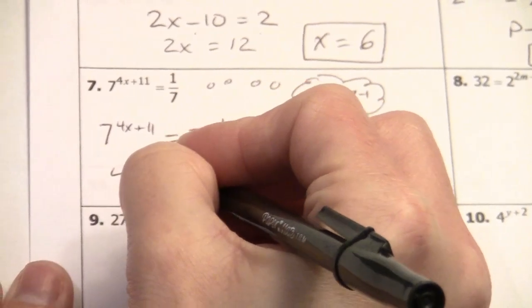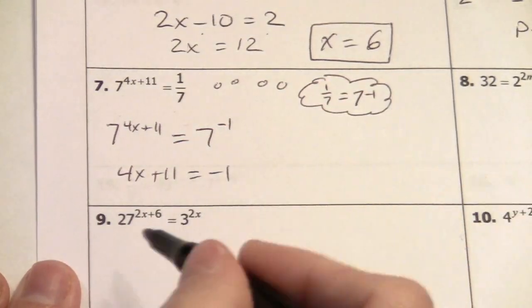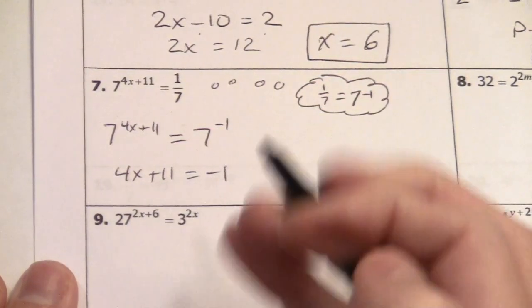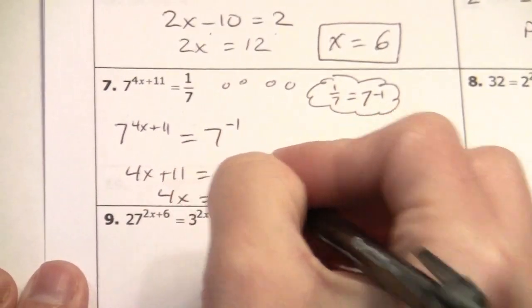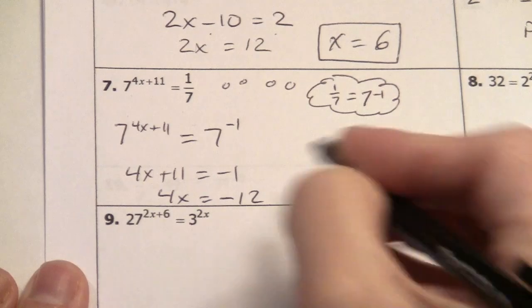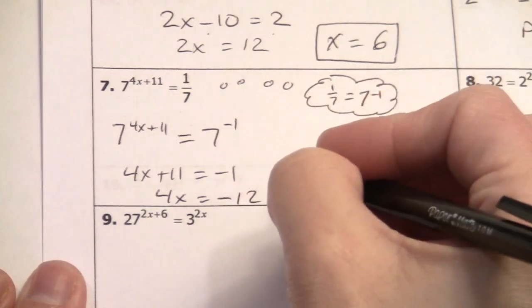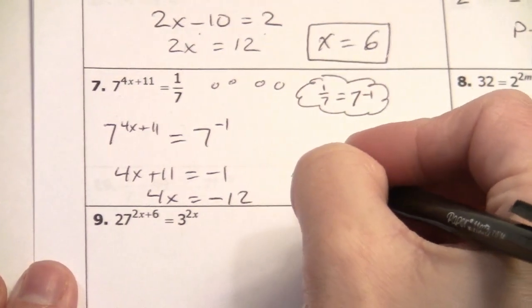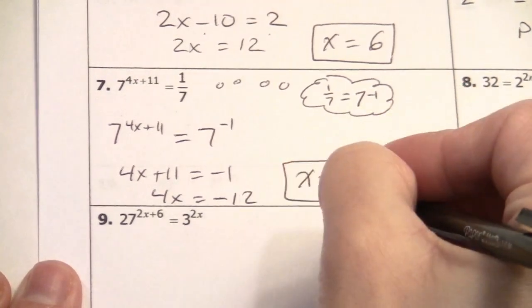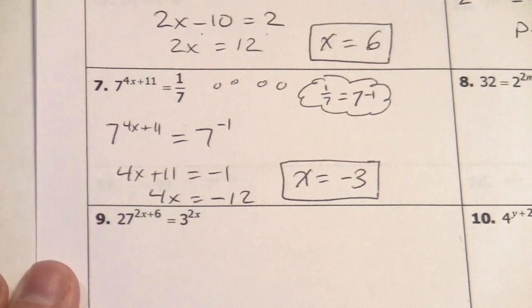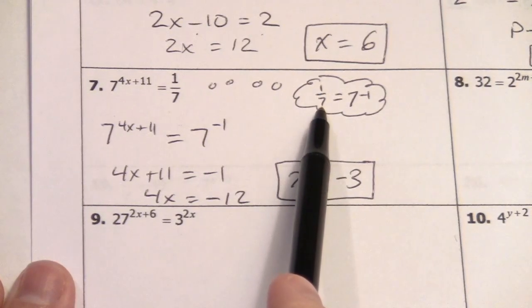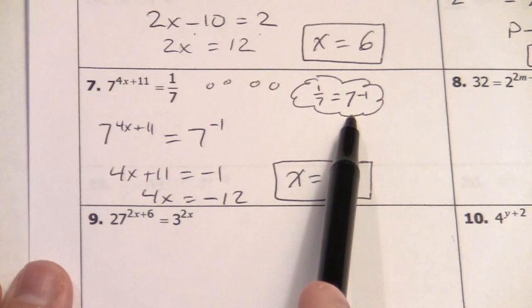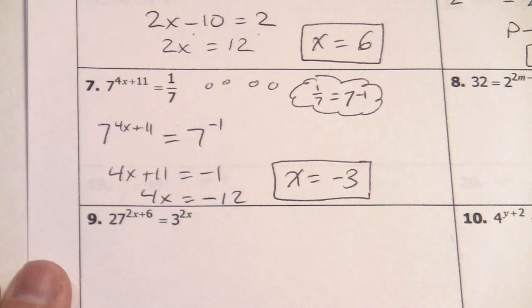4x plus 11 equals -1. Subtract 11 from both sides. 4x equals -12, because -1 minus 11 is -12. Divide both by 4. X is -3. A little bit different, like I said, but if you can remember that 1 over a number is that number to the -1 power, that's how it's going to get you out of that troubled area.